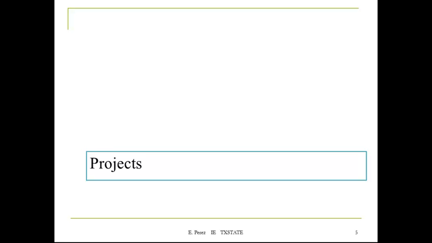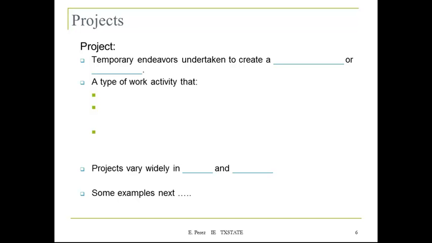So let's start by talking about projects. And we did this briefly on Tuesday. But as a formal definition, a project is a temporary endeavor undertaken to create a unique product or service. Okay? So when you undertake a project, you're basically trying to get something from it. Most likely it's going to be a unique product or a service.